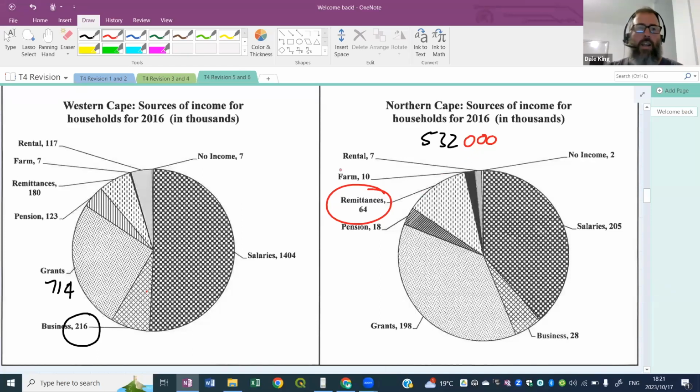Now, please don't be fooled by the zeros again. Don't let the zeros catch you out. If I have to write this in full, it's 64,000. So they want to know what is remittance as a percentage of the whole. This is what pie charts usually give us as a percentage. So we need to do the percentage calculation.